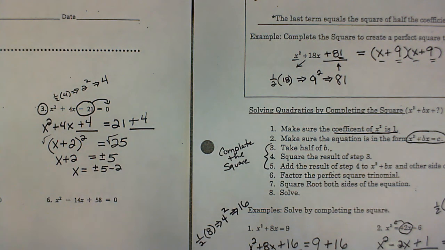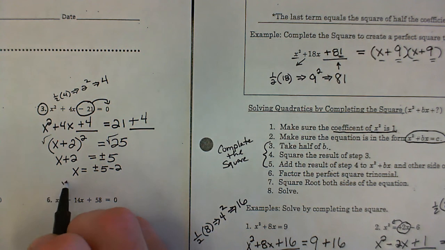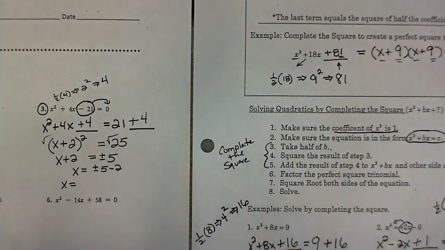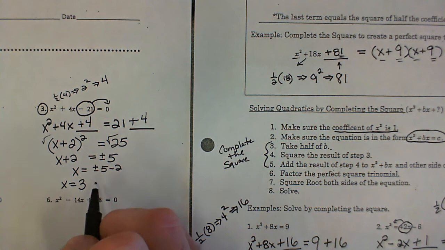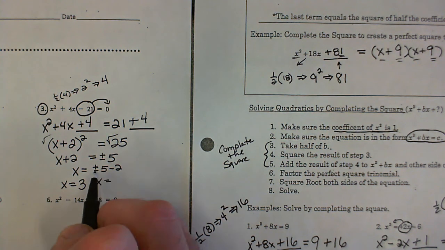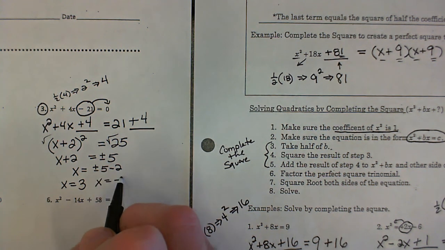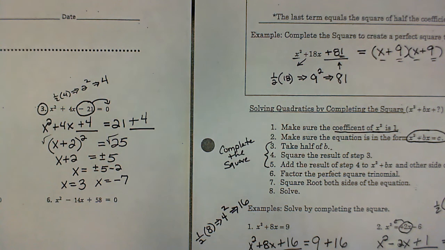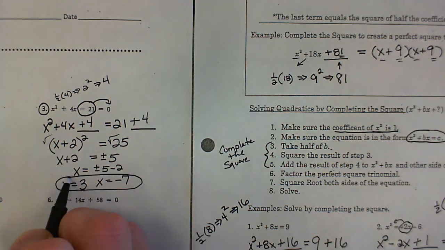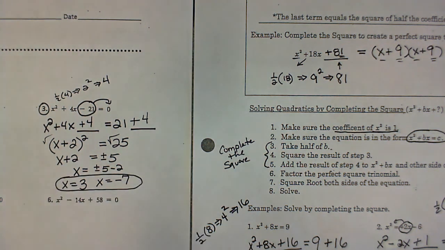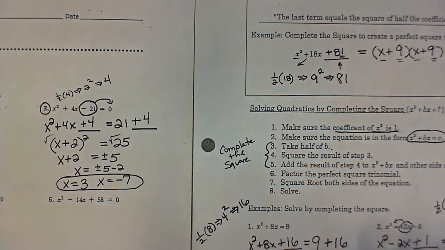So now what is our final answer? Since these are both whole numbers, we can actually work this out. Positive 5 minus 2 is 3. And then our other answer is negative 5 minus 2 gets you negative 7. So your answers there are positive 3 and negative 7. Okay? So let's work through another one.